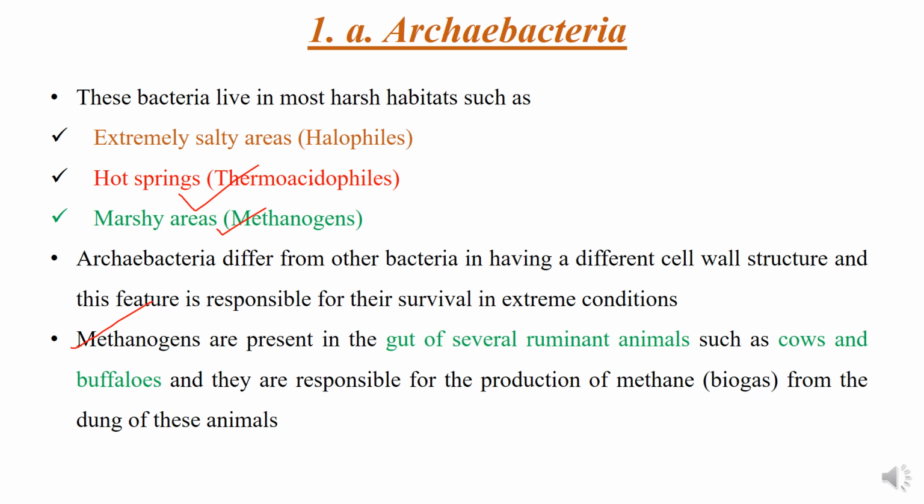So these archaebacteria differ from other bacteria. They differ because they have a different cell wall structure, and because of this different cell wall structure they are capable of surviving in extreme conditions. Methanogens, the bacteria which live in marshy areas, are very important because they survive in the gut of several ruminant animals like cows and buffaloes, and they are responsible for the production of methane gas, that is biogas. That's why we are capable of producing biogas from the dung of these animals, because of these methanogens. Okay, I think now it is clearly understood, that is archaebacteria.